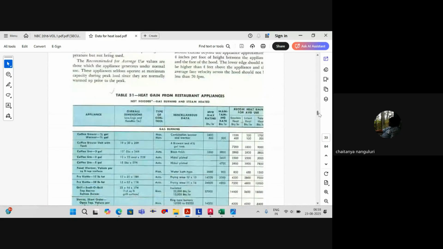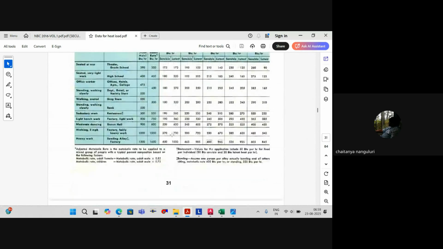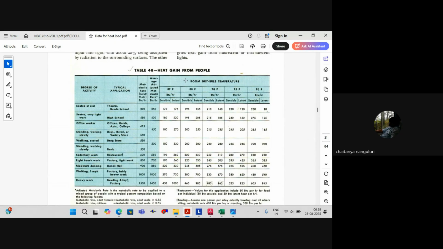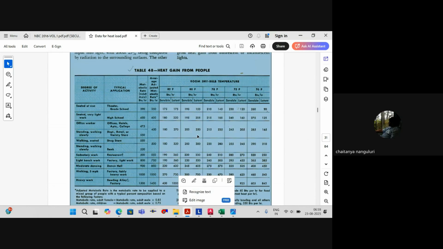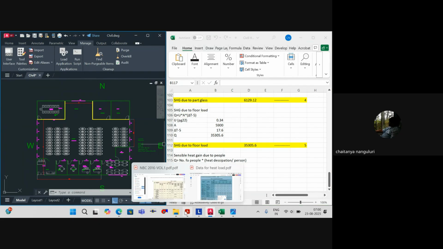Heat gain due to people. Yeah, you can see this table, heat gain due to people. Yes, Table 48, that's page number 31. We'll get it. So page number 31, you'll get it. So this value is how much? Okay, this size itself I'll change, increase it. So heat gain due to people, page number 31, if you choose it.